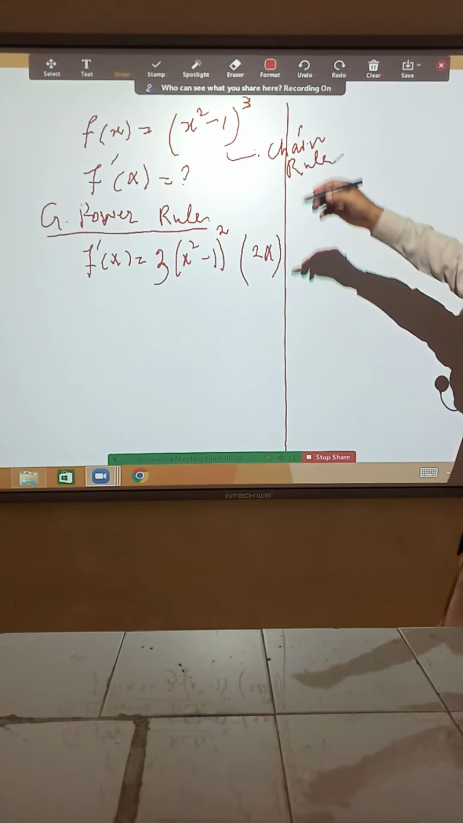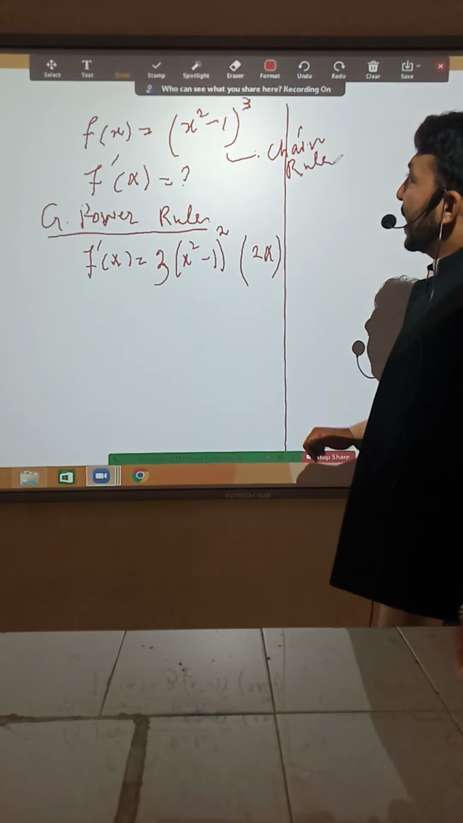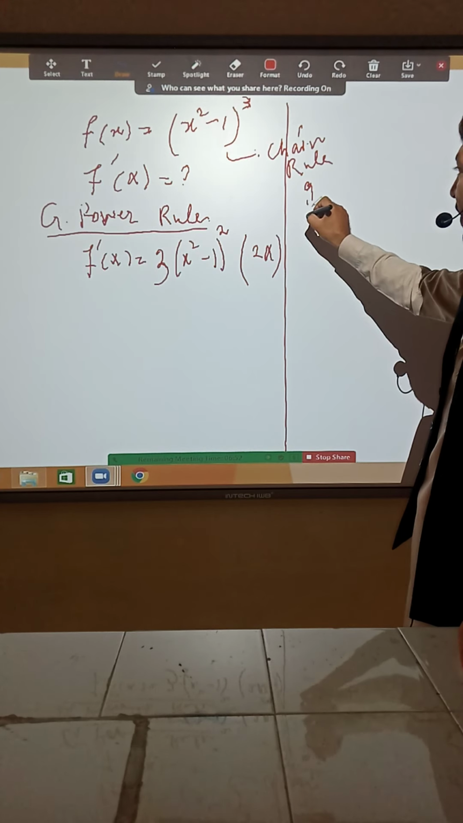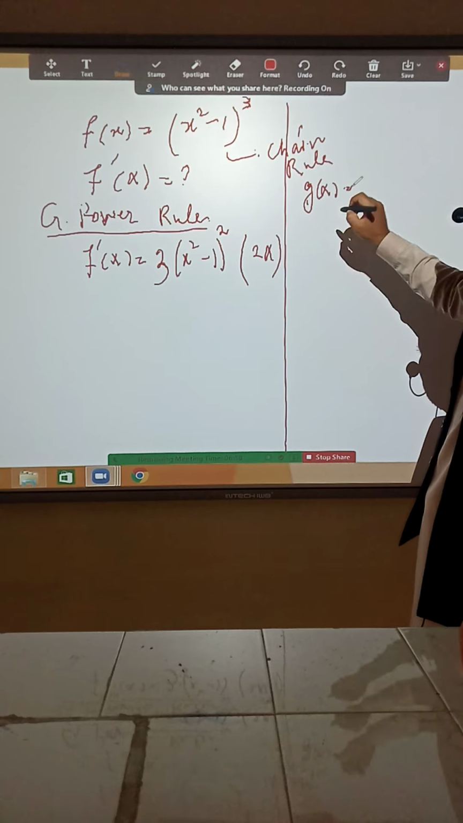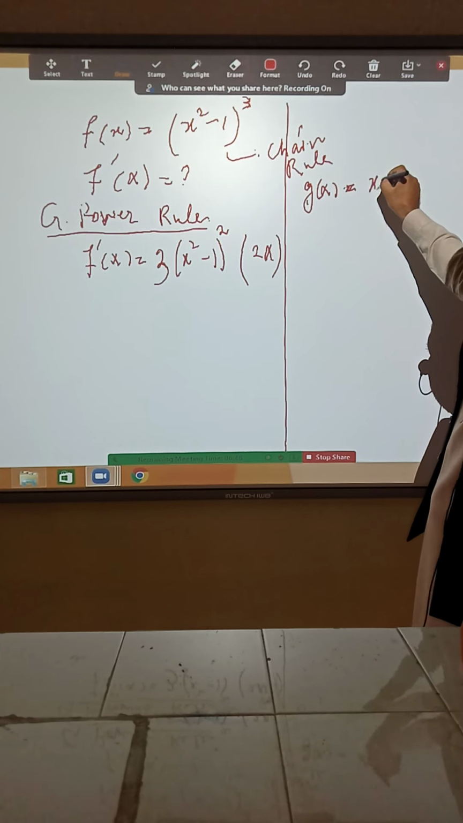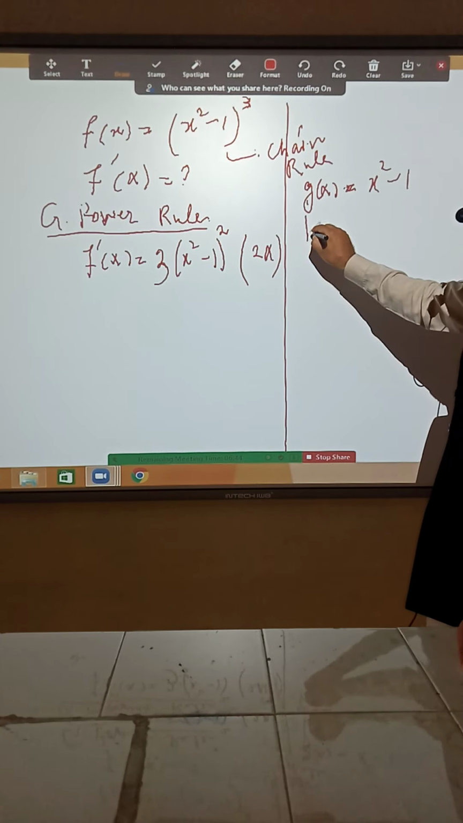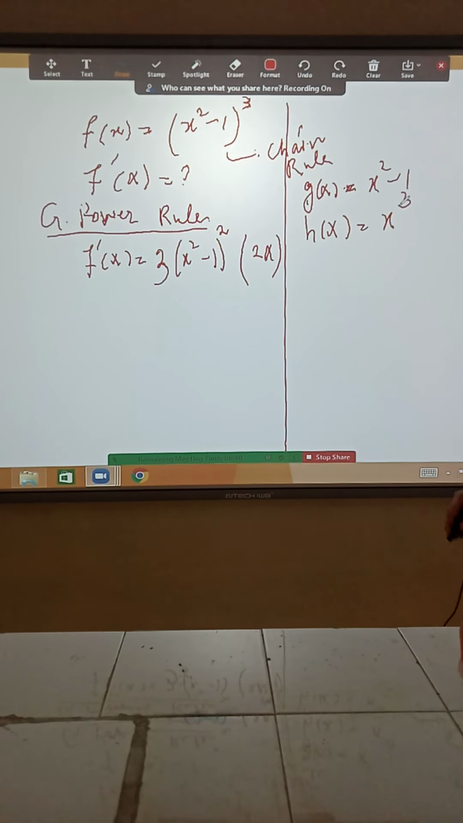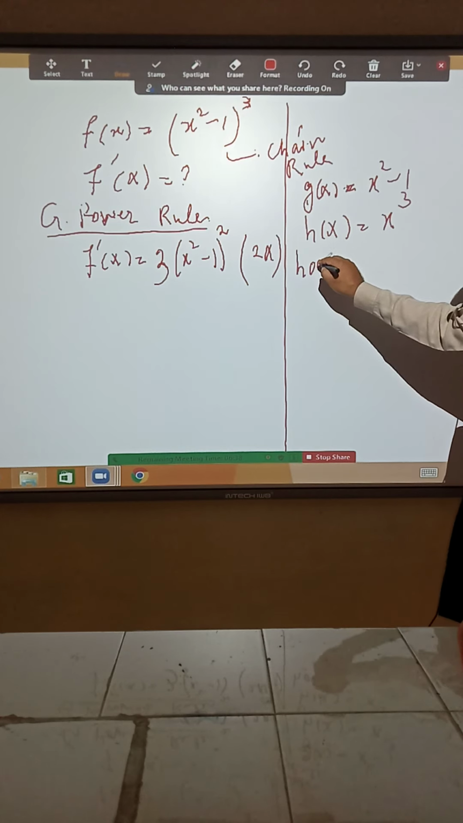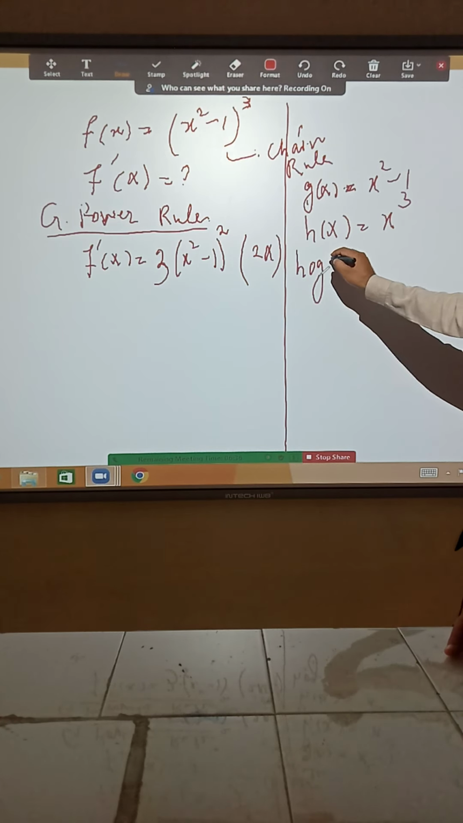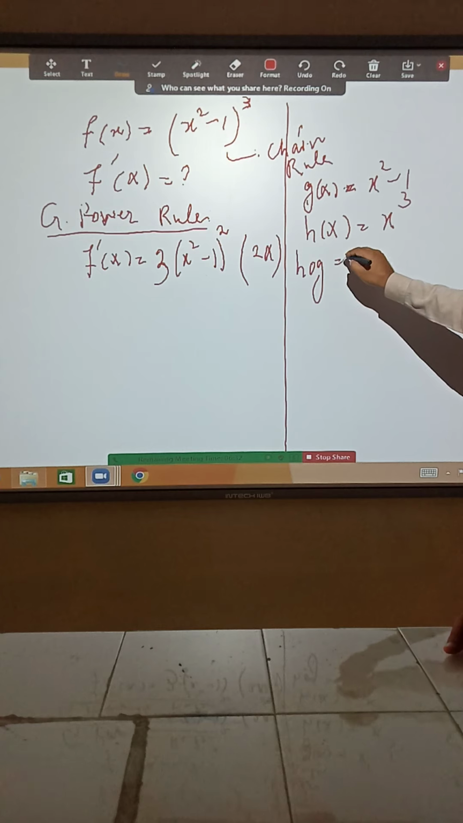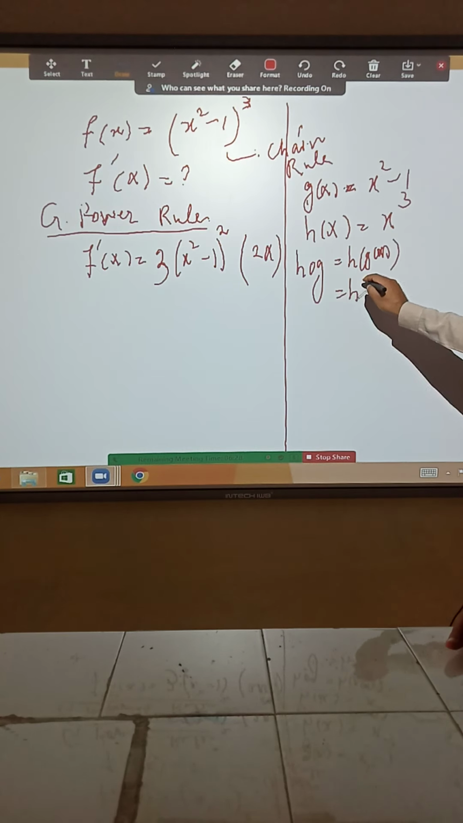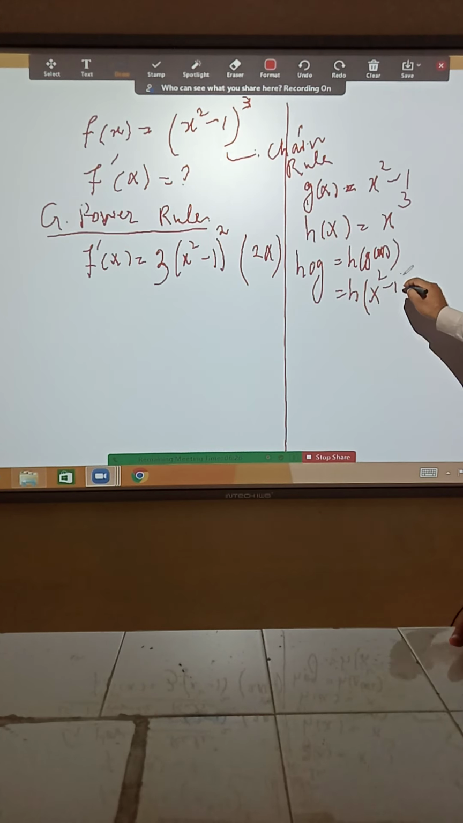So let's say अगर इस function को मैं इसी तरह लिख सकता हूँ, you clearly see that for example if I write g of x equal to x square minus 1 and h of x equal to x cube. Now take the composition of h and g. So that will be equal to, that is h of g of x. Now you know that g of x is x square minus 1.